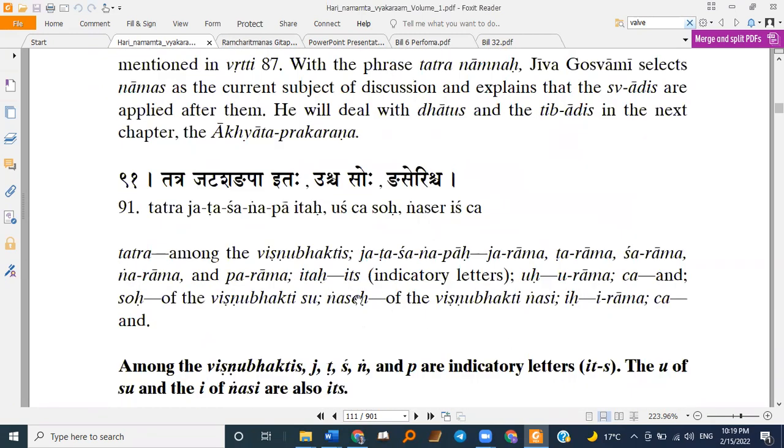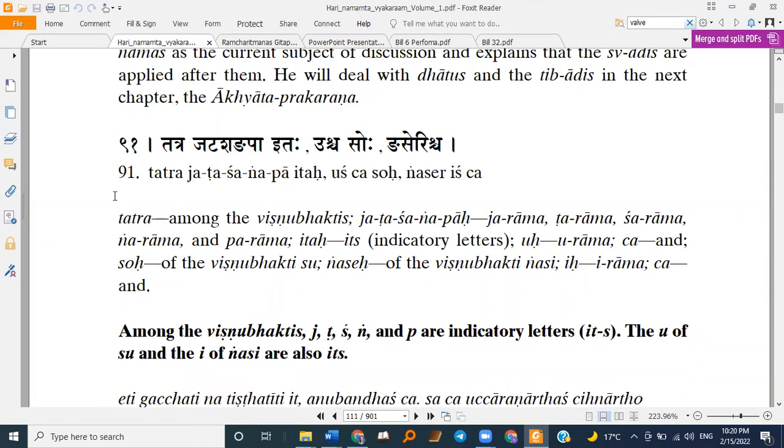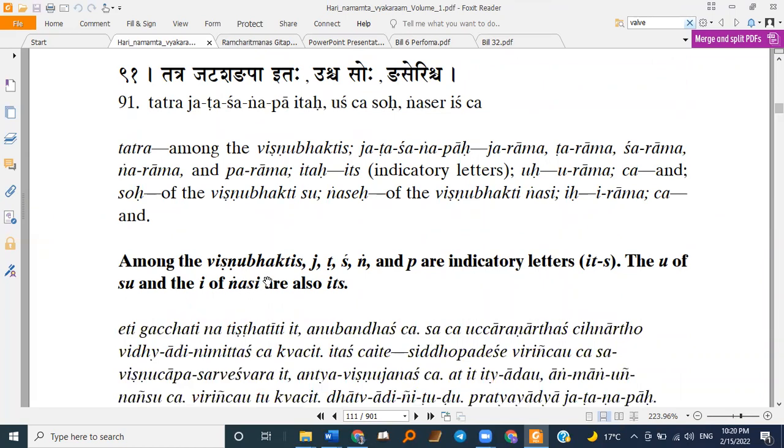Now the next sutra is Tatra Jata Shanga Pa Itaha Ushcha Soh Maserishcha. You might be thinking, what are those brackets about? There were some letters in those brackets. Among the Vishnu Bhaktis, and Vishnu Bhaktis means the pratyayas, the pratyayas are known as Vishnu Bhaktis in Harināmāmṛta-vyākaraṇam. Generally, Panini calls them Vibhakti, Prathama Vibhakti, Dvitiya Vibhakti, and so on. So the Vibhakti is equivalent to Vishnu Bhakti in Harināmāmṛta-vyākaraṇam.